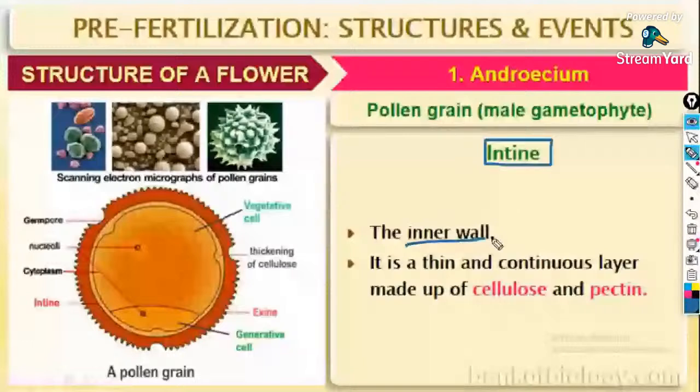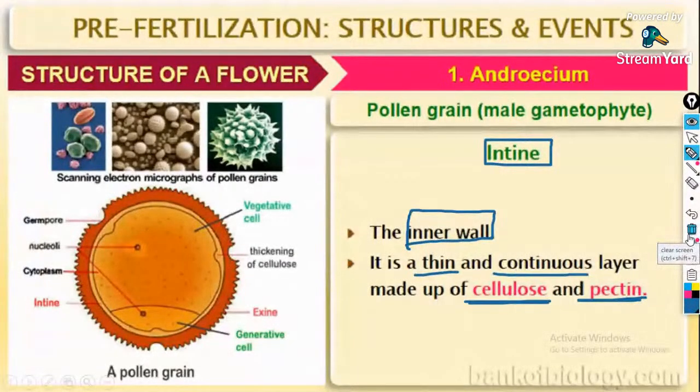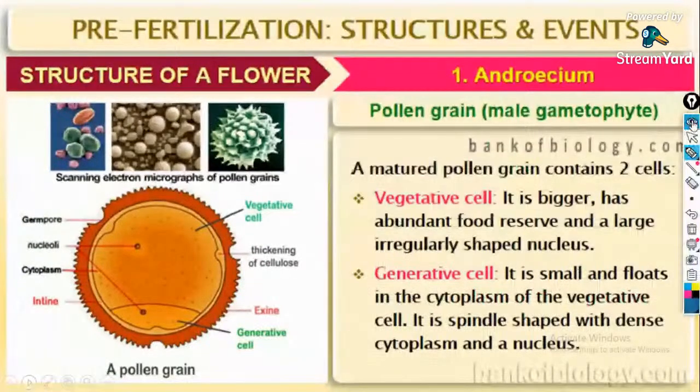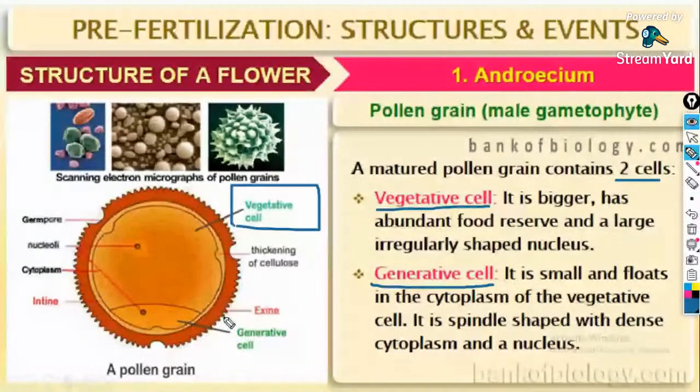Next, we are going to discuss in detail the intine, which is the inner wall layer. It is a thin and continuous layer made up of cellulose and pectin. So the exine is made up of a hard and non-destructible material called sporopollenin, whereas the intine is made up of cellulose and pectin. It is not a breaking layer, it is a continuous thin layer. Next, a matured pollen grain consists of two cells, that is a large vegetative cell and a small generative cell. This large cell is the vegetative cell, the small cell is the generative cell.